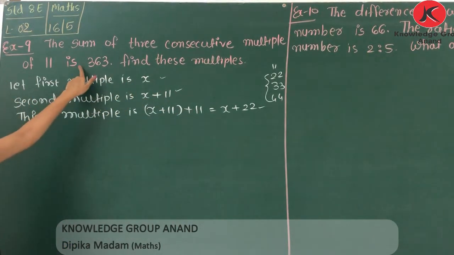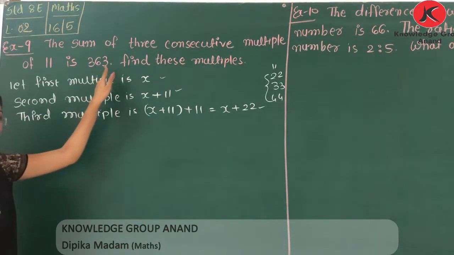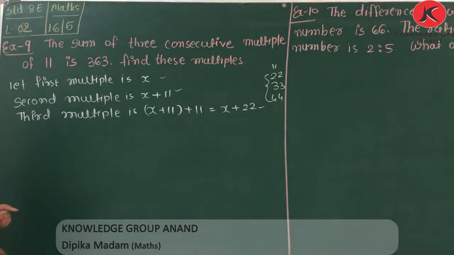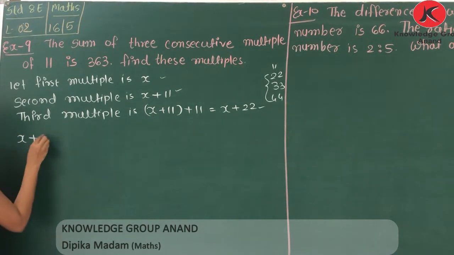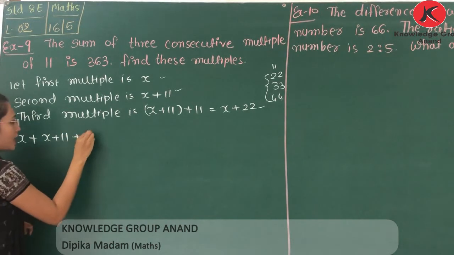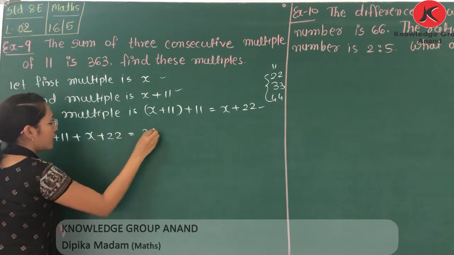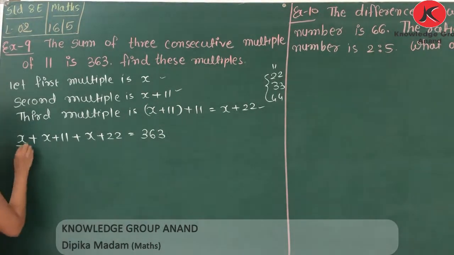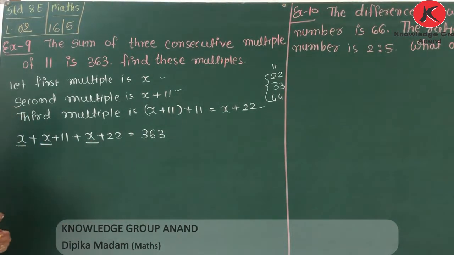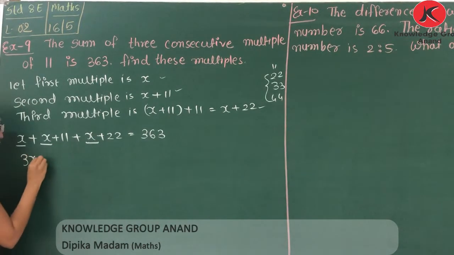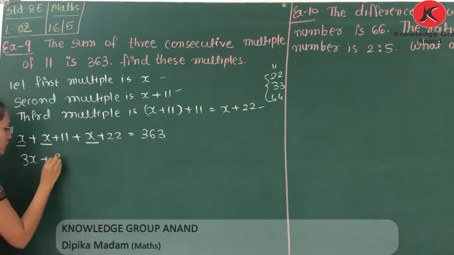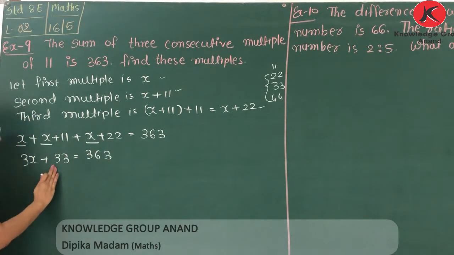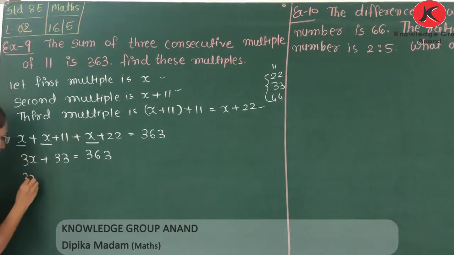So here the sum of the 3 multiples is 363. It means if you add these 3 numbers, you will get 363. So we can write x plus x plus 11 plus x plus 22 is equal to 363. Now we have an equation, we can solve that. These are like terms, so we can write 3x plus 11 plus 22, 33, is equal to 363. Now 33 in addition becomes subtraction on the right side.